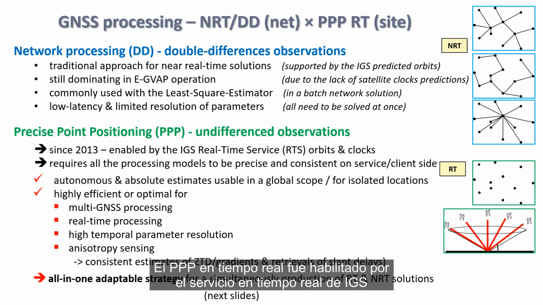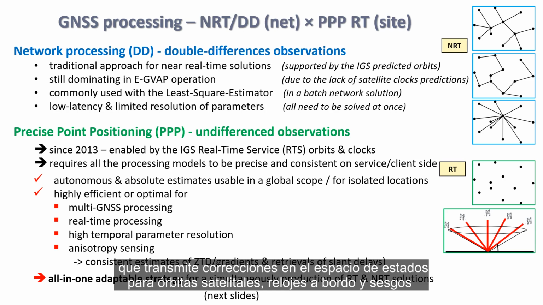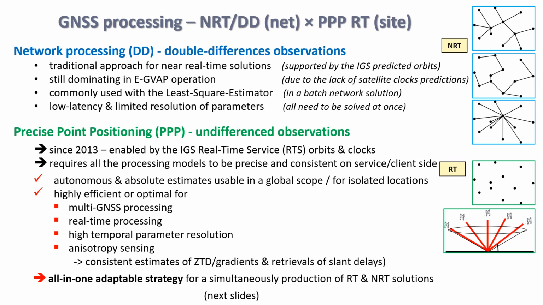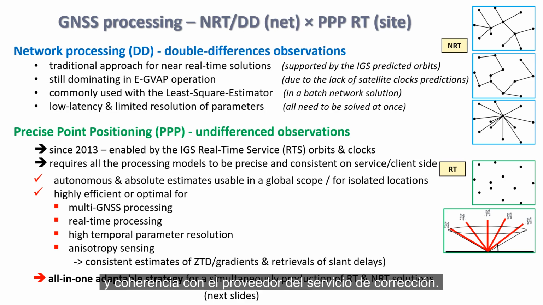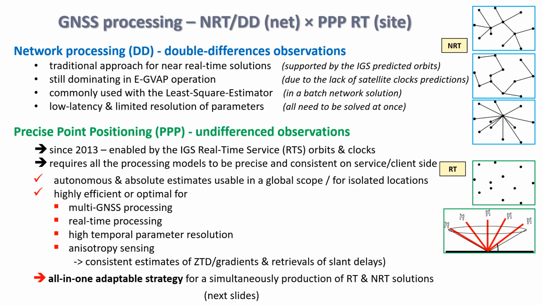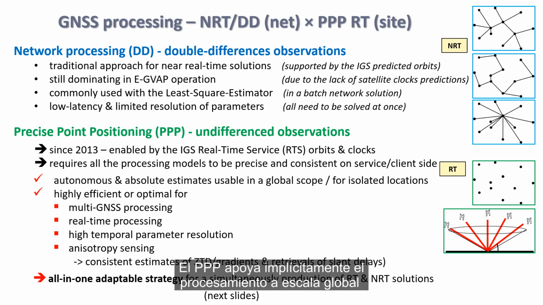Real-time PPP was enabled by the IGS real-time service, streaming state space corrections for satellite orbits, onboard clocks, and biases. The PPP supports absolute troposphere estimates, however, it requires accurate models and their consistency with the correction service provider. The PPP supports implicitly the processing on a global scale as well as at remote stations. It is particularly popular for an efficient handling of real-time and multi-GNSS data, for high temporal parameter resolution, and for simple retrievals of advanced tropospheric parameters.